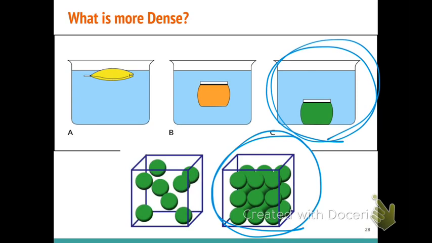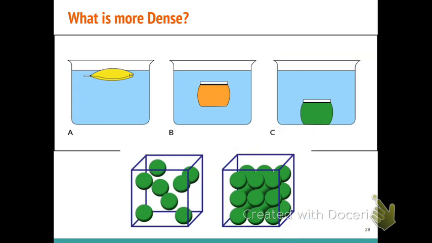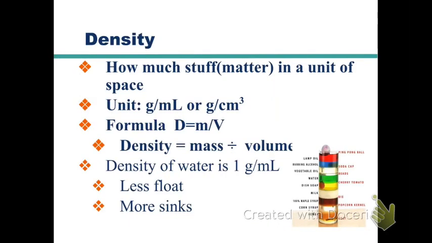But let's take a look at what density actually is so we can really understand those two pictures. Density is how much stuff is in a unit of space. And when we're talking about stuff, we're talking about matter. Matter is anything that has a mass and takes up space. So all atoms are matter. You are matter. Your desk is matter. It has a mass and it's taking up space within the room.